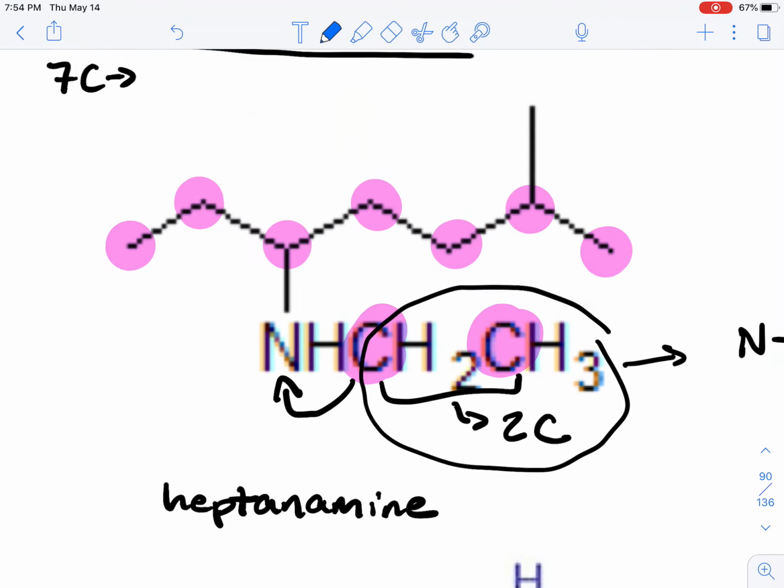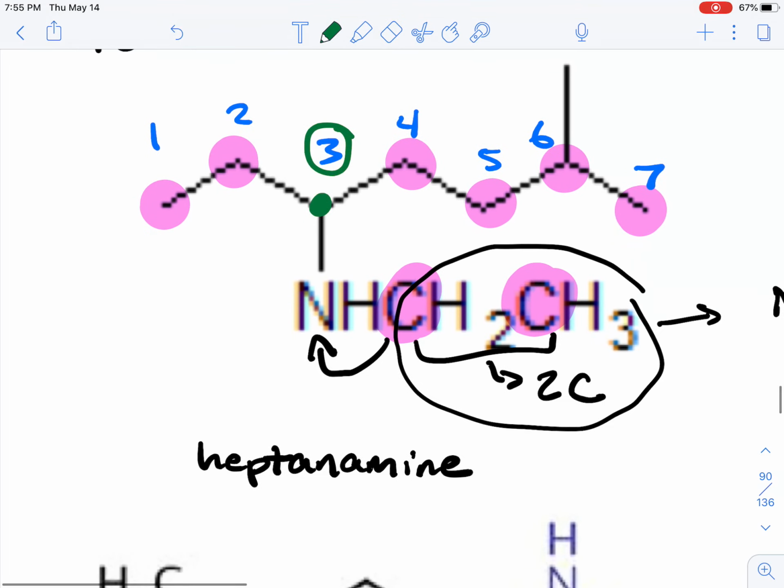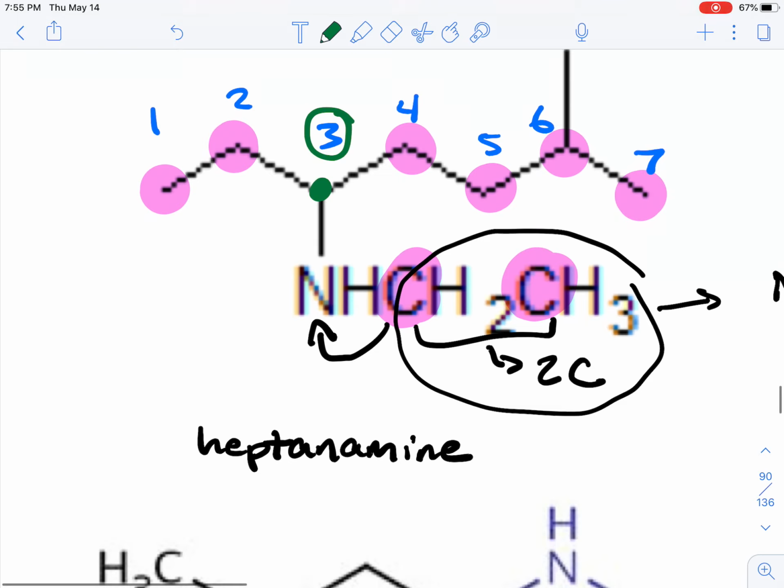And so if I number my carbons from left to right, I have 1, 2, 3, 4, 5, 6, and 7. Now, if I number my carbons right to left, I have 1, 2, 3, 4, 5, 6, and 7. And so it looks like 3 is the lowest possible carbon number for where the nitrogen is covalently bonded to. And I'm going to go ahead and get rid of my numbering system in green because that numbering system is incorrect. And so for this scenario, we would have to communicate to the reader that the amine is going to be on carbon 3.